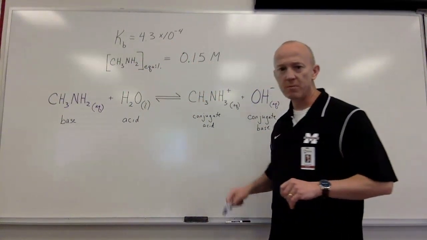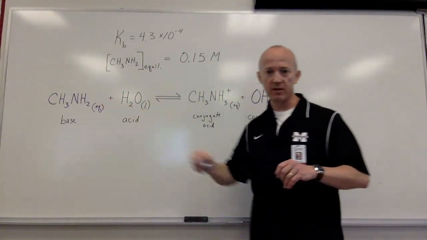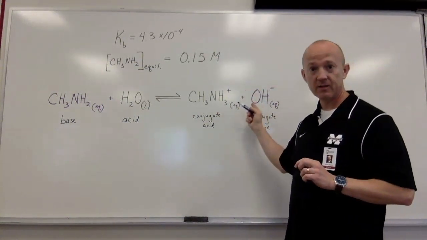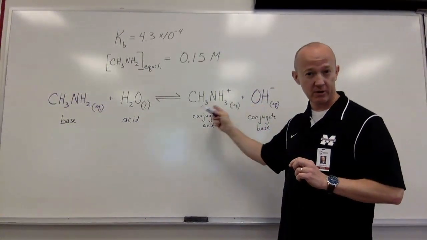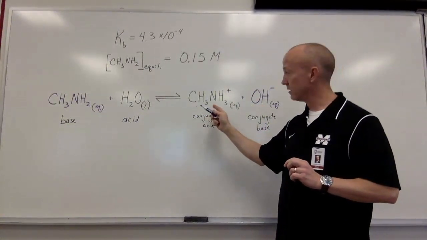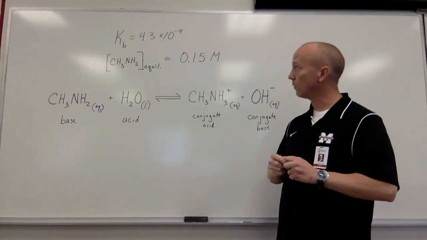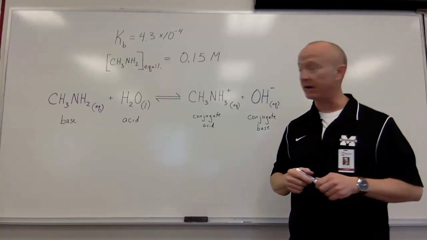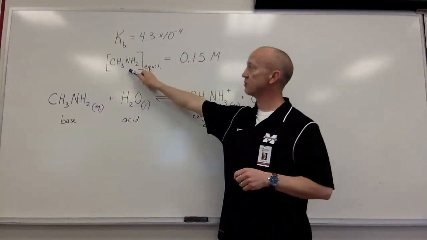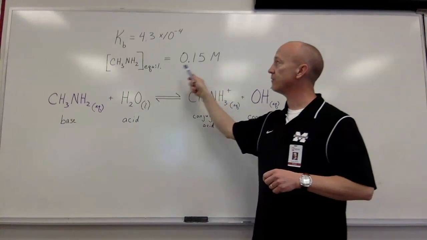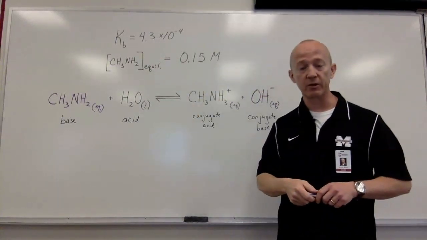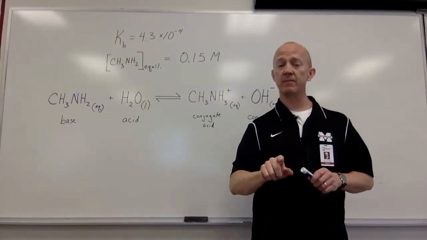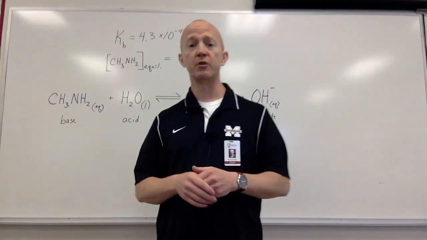Now, remember, for every one of these, we get one of each of these, right? So these concentrations are equal. That's your hint, okay? These concentrations are equal. So I want you to solve for the concentration of OH ion if the concentration of CH3NH2 at equilibrium is 0.15 when the Kb is 4.3 times 10 to the negative fourth. I know, but I think you can do it, okay? Give it a shot. Okay, that's all we're doing for today.